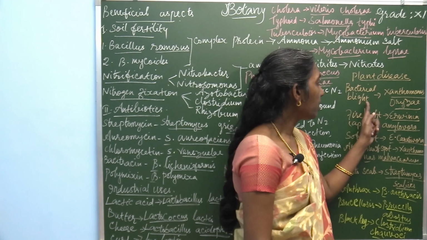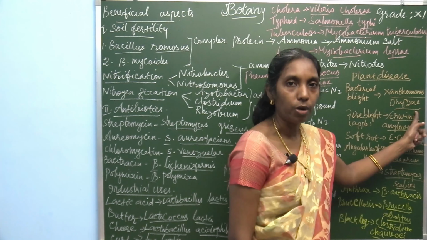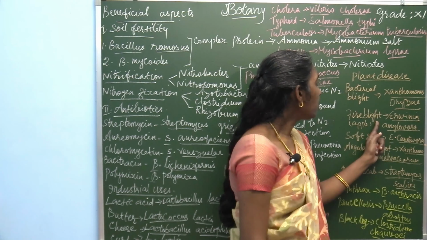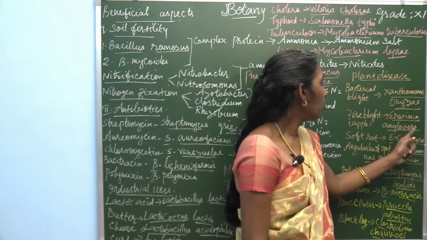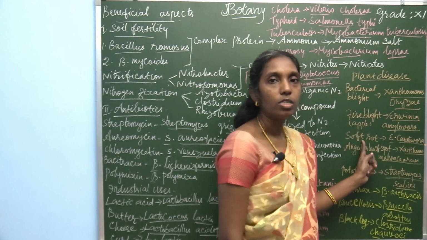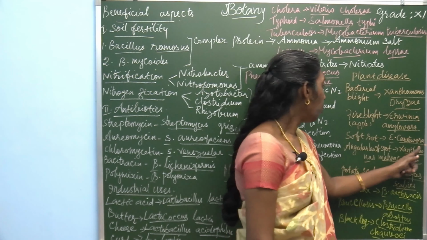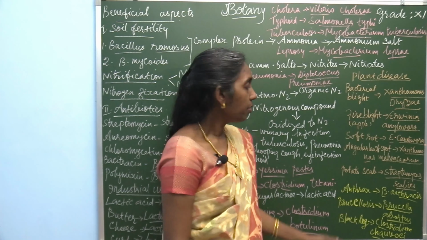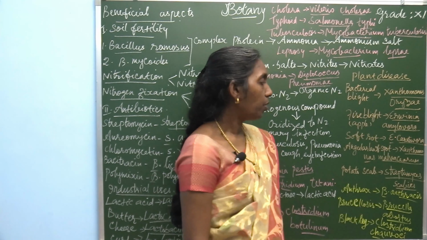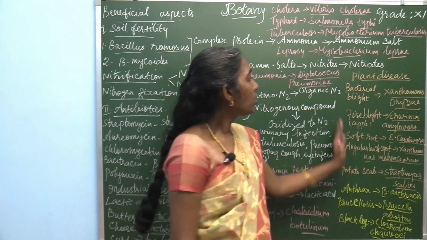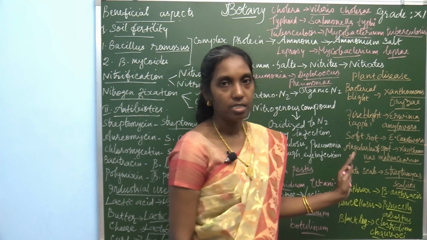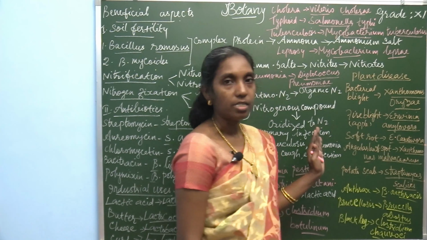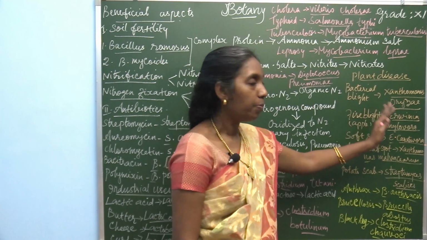What are the bacterial names? Bacterial blight is caused by Xanthomonas oryzae. Fire blight is caused by Yersinia amylovora. Soft rot is caused by Yersinia carotovora. Angular leaf spot is caused by Xanthomonas malvacearum, and potato scab by Streptomyces scabies. So, these all are plant diseases. So many diseases are there, but you are going to learn only these bacterial diseases in plants.